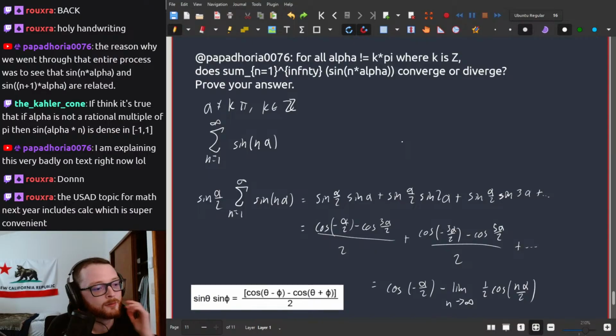You're right though. The USA 80 topic for math next year includes calc, which is super convenient. Noish, you're ahead of the game.